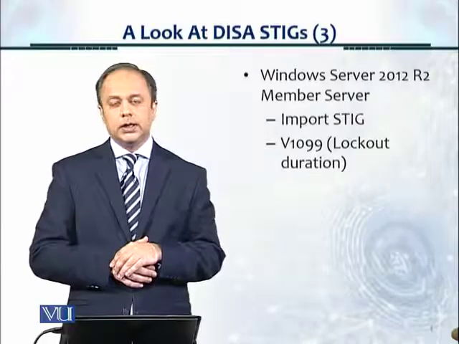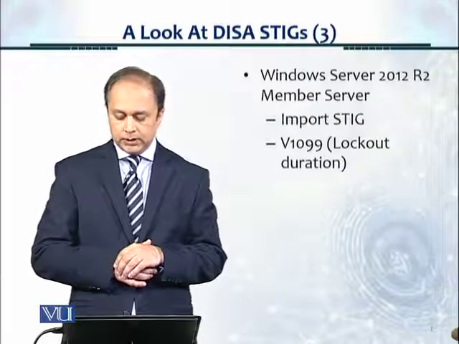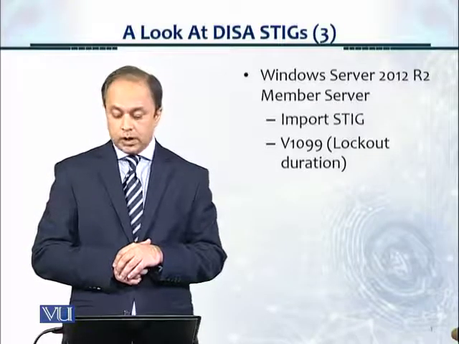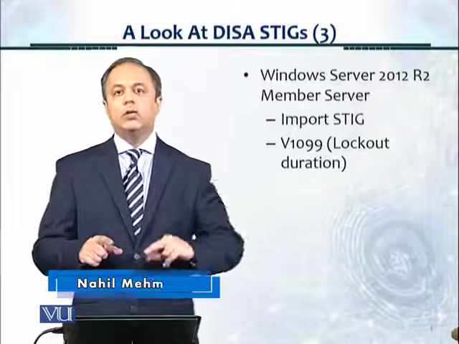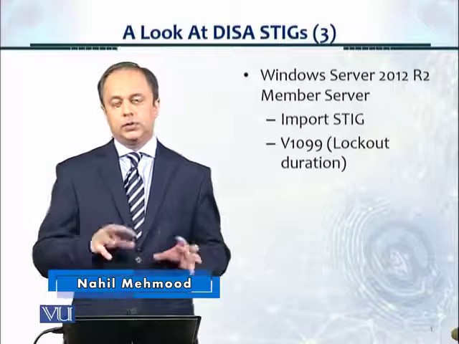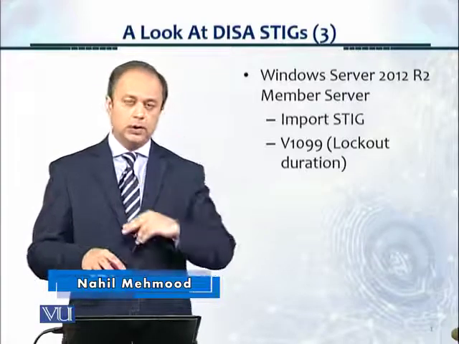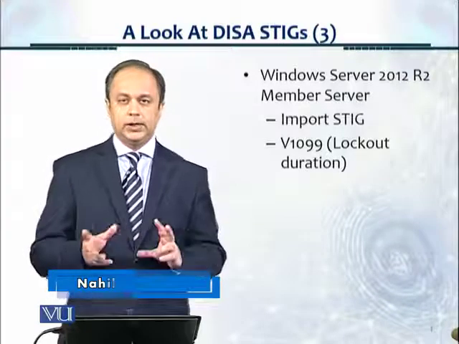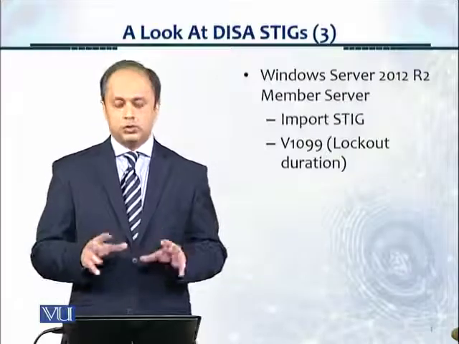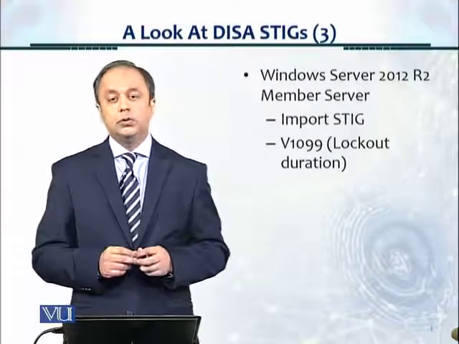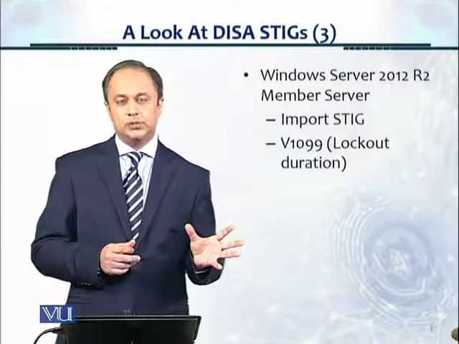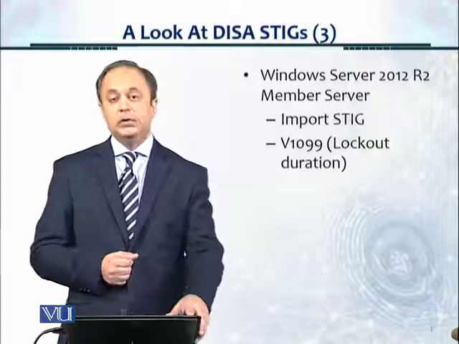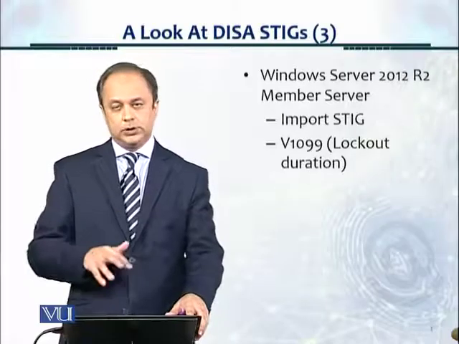So let's take an actual example, and let's look at the Windows Server 2012 R2 member server STIG. And we had already looked at this in the CIS, so this will be very interesting. We're going to look at a comparison between the CIS and DISA and even the same control, and this is for lockout duration. We had looked at lockout duration in the previous CIS module, and let's look at how the DISA lays out this control.